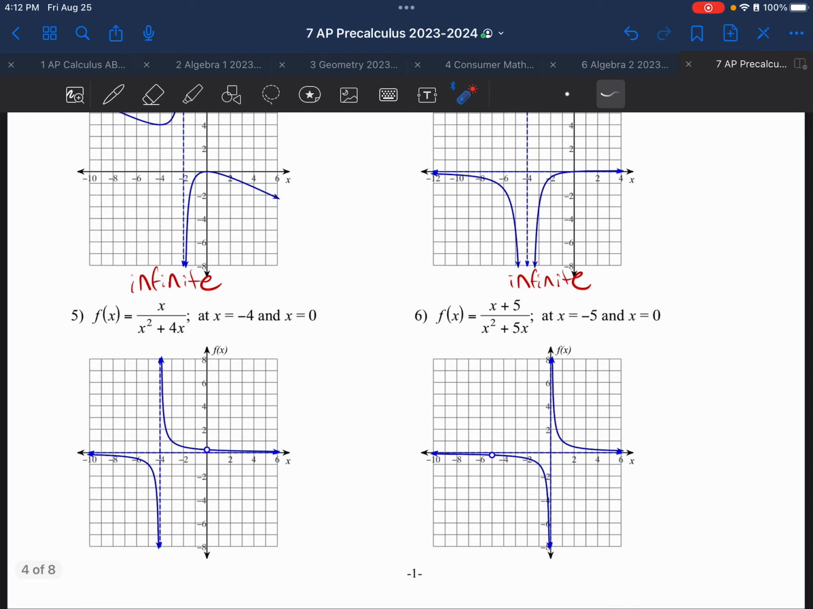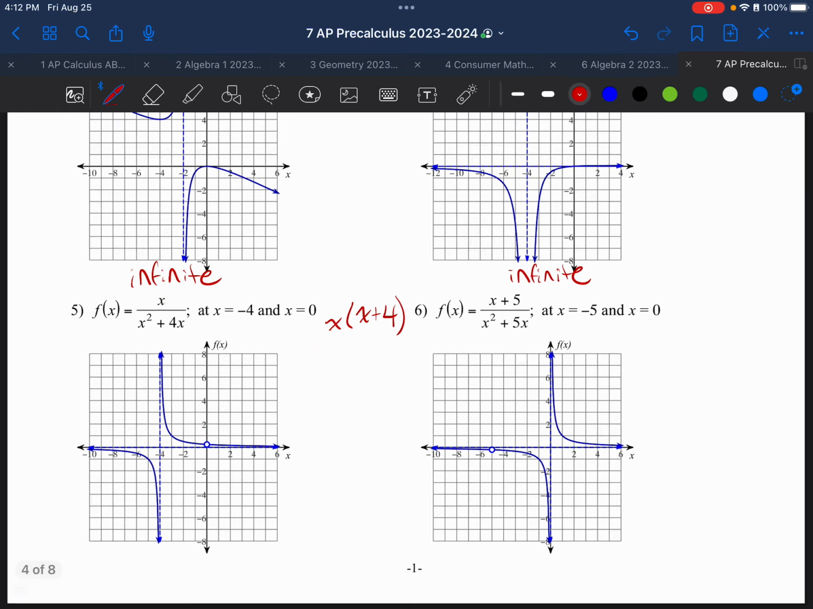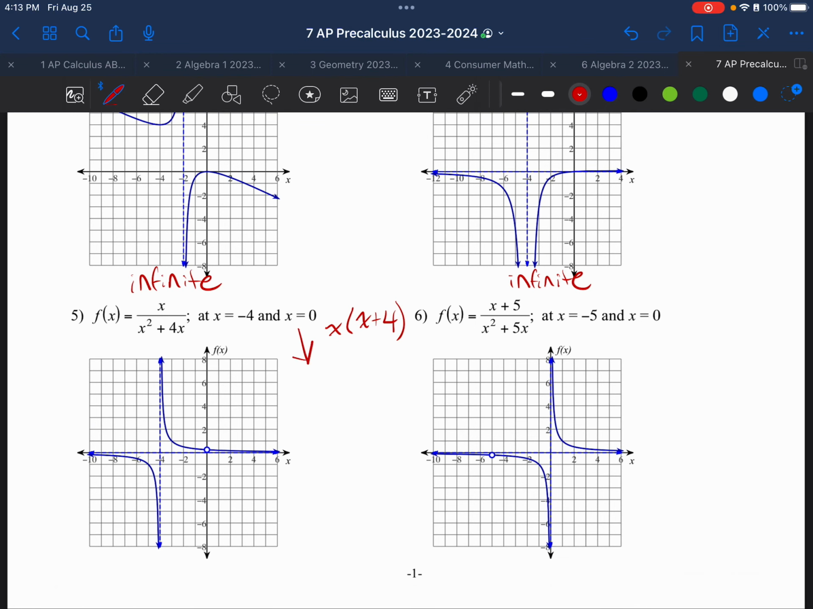And number 5. Again, it looks like it's going to be another infinite discontinuity, but you will have something that cancels out. If you look up here, you'll have x times x plus 4, which means you'll cancel out this x and this x. So we have at 0 a removable discontinuity. So I'll point with an arrow. This is going to be a removable discontinuity, and -4 will be an infinite discontinuity.